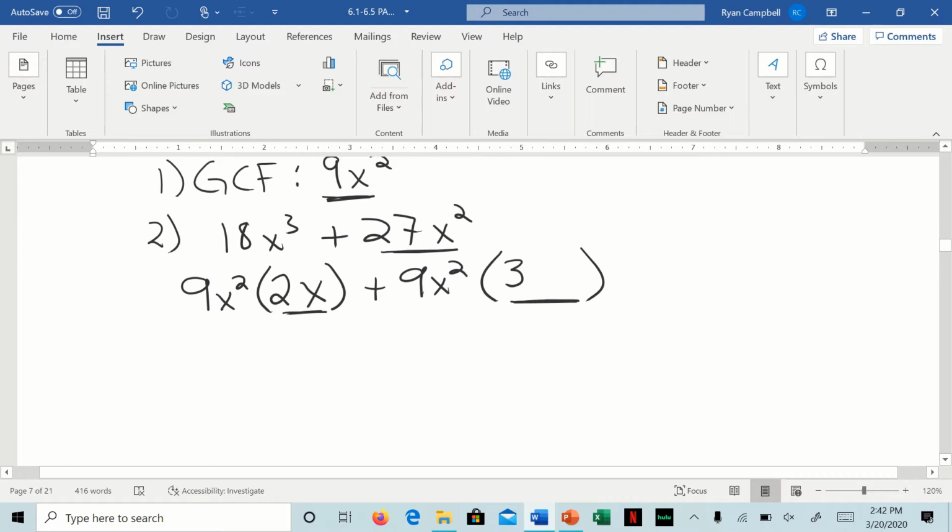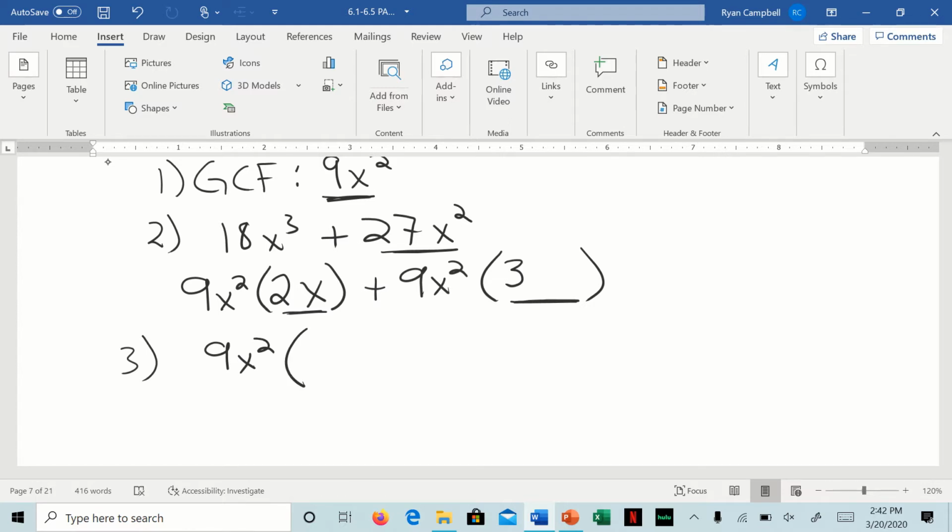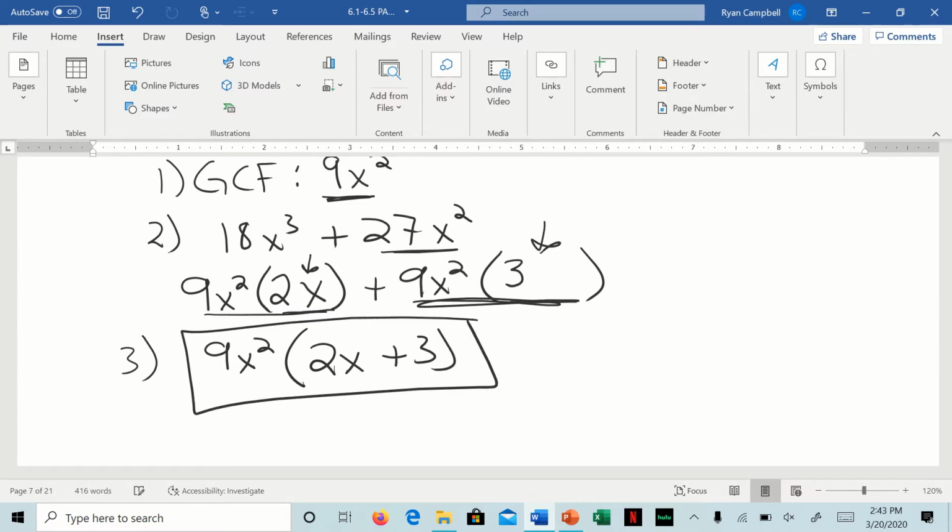So using our reverse distribution, we take out the 9x squared, and what are we left with? From this term, we're left with a 2x. From this term, we're left with 3. So 2x plus 3, and that's our final answer.